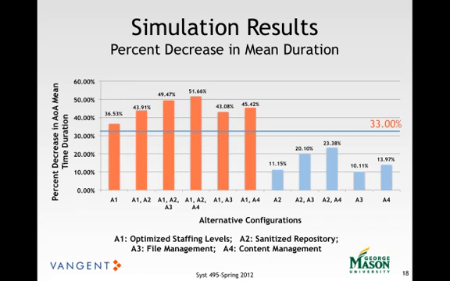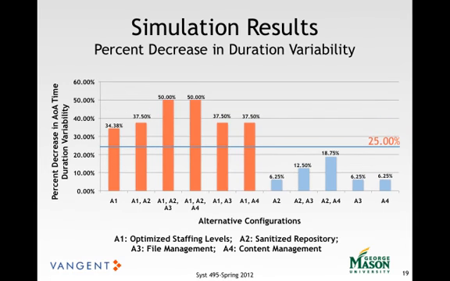The simulation results for reduction of the mean AOA duration for each alternative configuration are shown in this chart. The horizontal line is the threshold of a 33% duration reduction established in our need statement. Note that the configurations that meet the need are those that involve the optimized staffing levels alternative. The highest duration reduction comes from the combination of optimized staffing levels, the sanitized repository, and the content management alternatives.